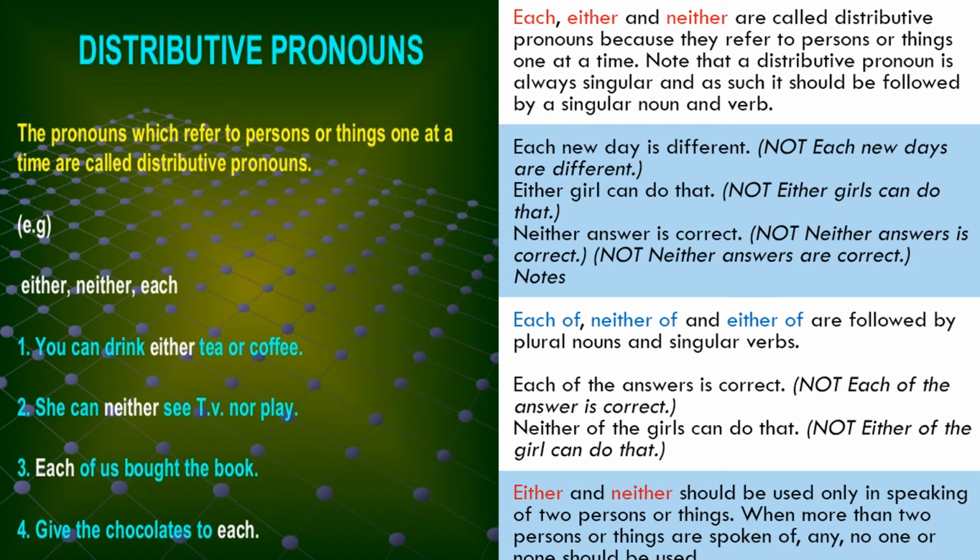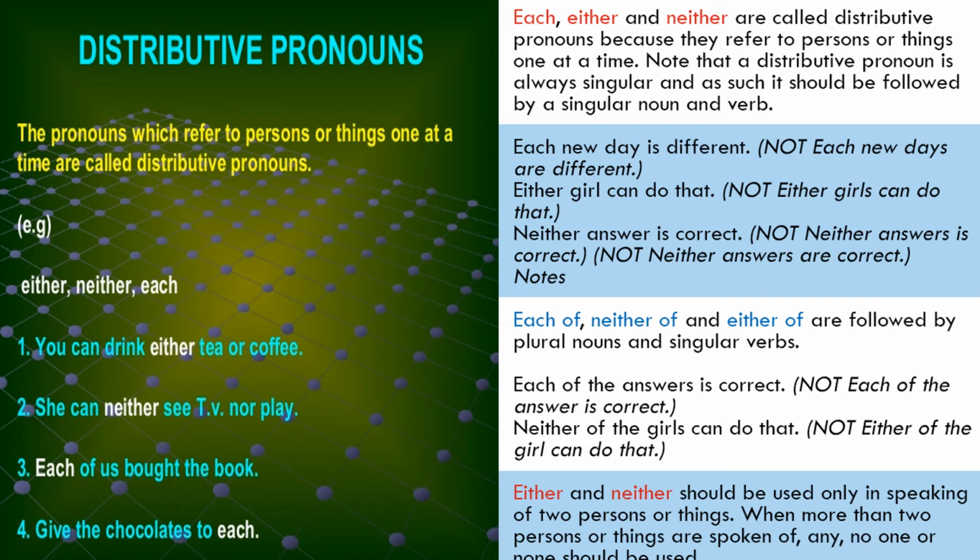Now, very important thing, note that a distributive pronoun is always singular and as such, it should be followed by a singular noun and verb. Okay, now each new day is different. You cannot write not each new days are different. Okay, and look at the second one. Either girl can do that. It is not either girls can do that. It should always be singular. Neither answer is correct. Not neither answers is correct.